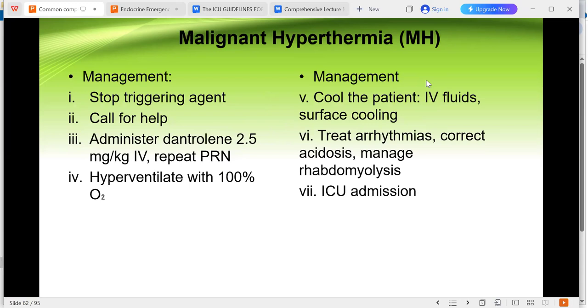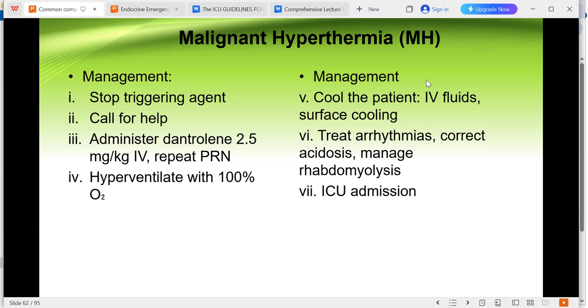So how do you manage a case of MH? You want to stop the triggering agent. If it's inhalation, convert to TIVA. Then call for help. Administer dantrolene. I was asking last week if we all have dantrolene in our emergency tray. Dantrolene 2.5 milligram per kg IV. You can repeat as required. Then hyperventilate with oxygen, in an attempt to blow off some carbon dioxide and ensure adequate oxygenation.